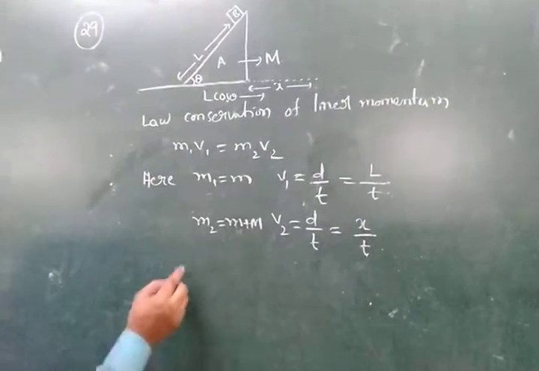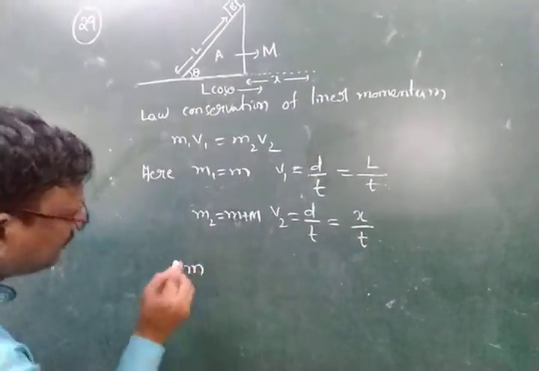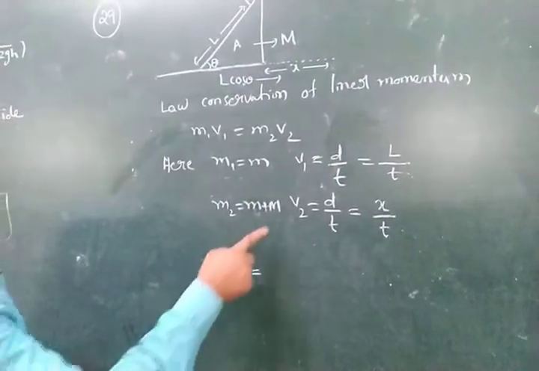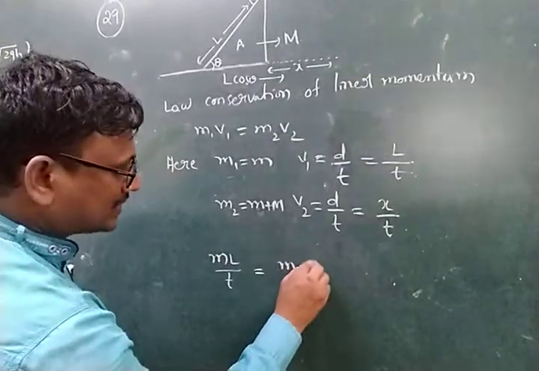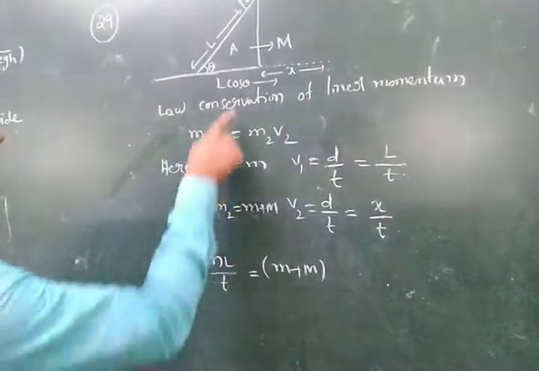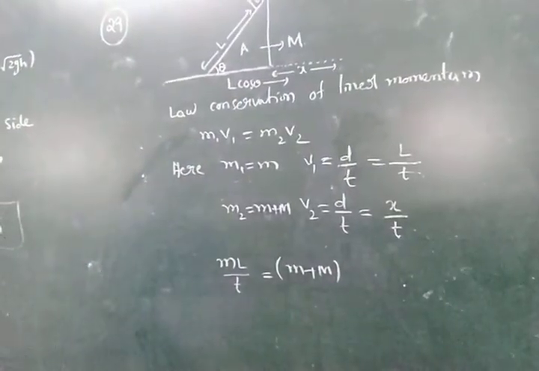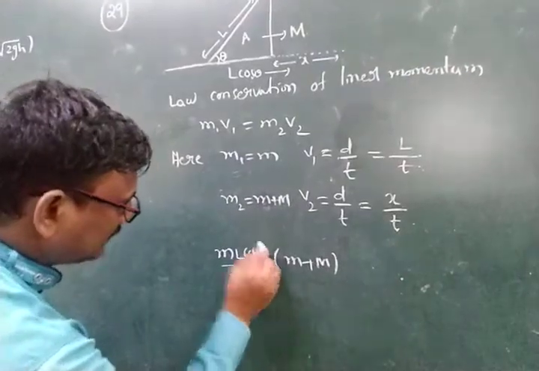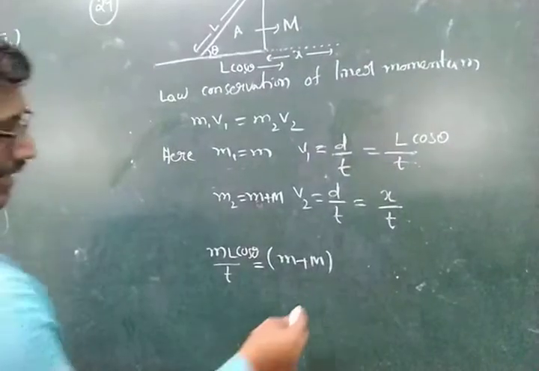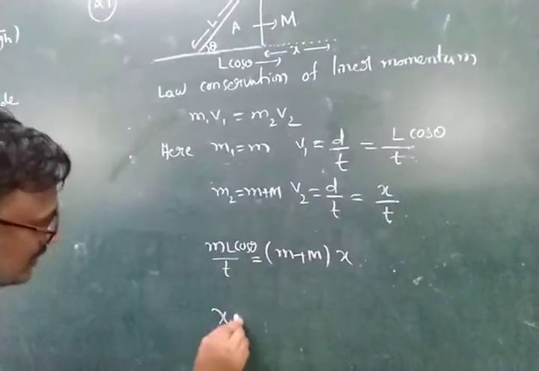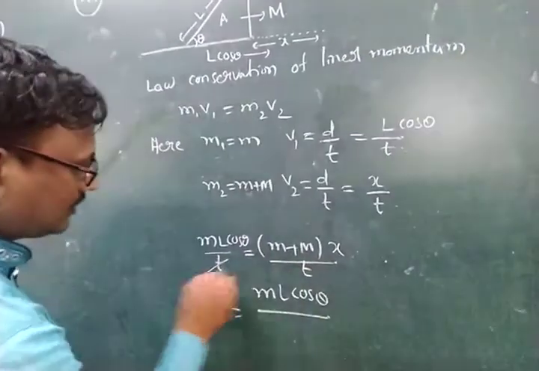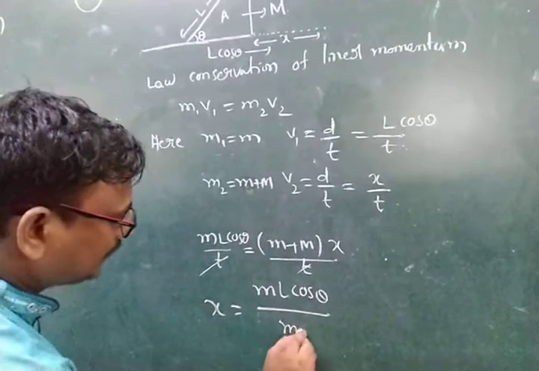Now substituting in the above equation: m1 is equal to m, velocity v1 is equal to L by t, m2 is equal to small m plus capital M, into v2, where L cos theta along this direction is the displacement x. Then we can find x is equal to m L cos theta by (small m plus capital M).